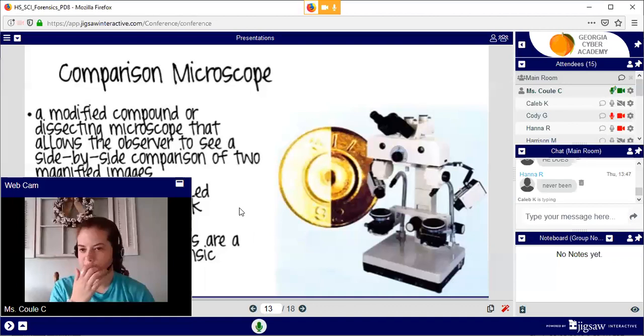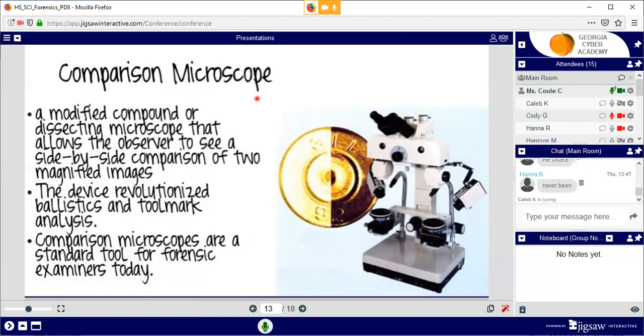All right, another important advancement in forensic science that we've talked about is the comparison microscope. It allows us to look at two different magnified images and compare them to each other. This is especially important when it comes to ballistics. You can see these two images are from different microscopes, but they compile them into images that are side by side so that we can really see if they're similar to each other.